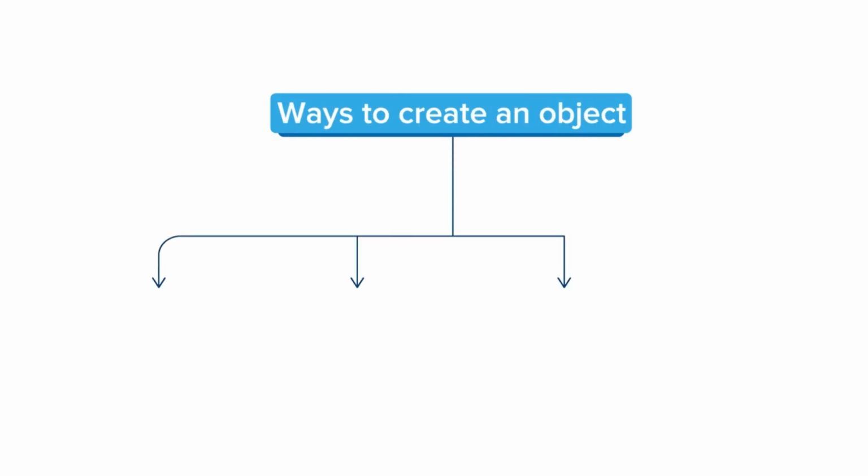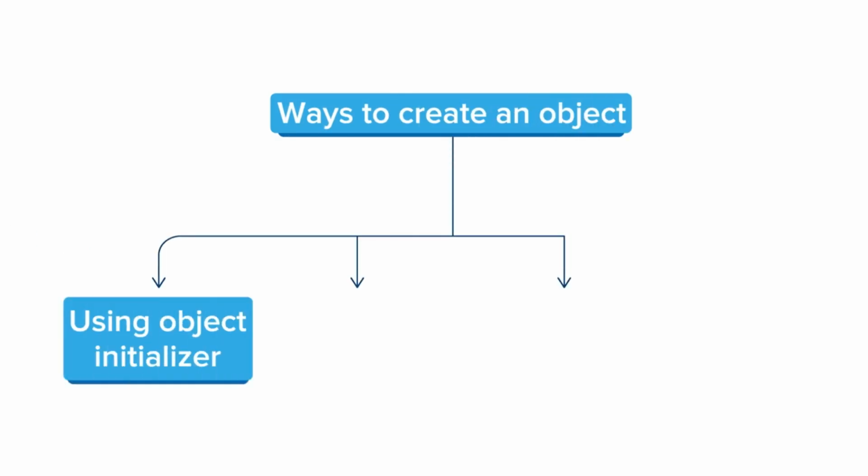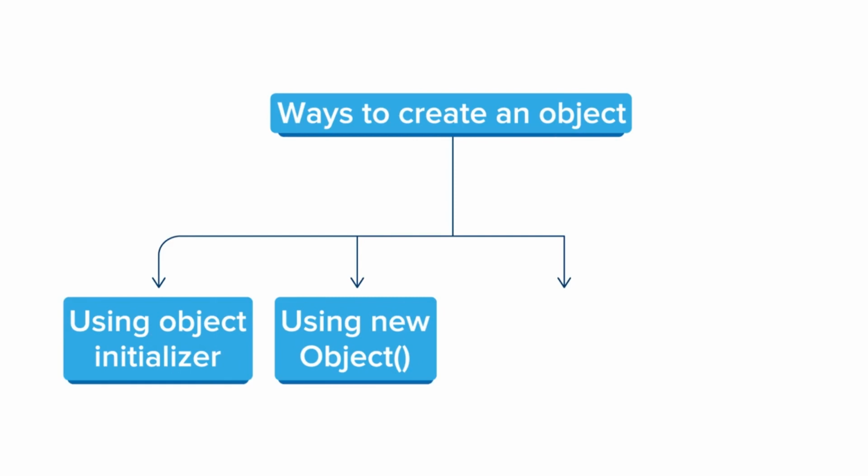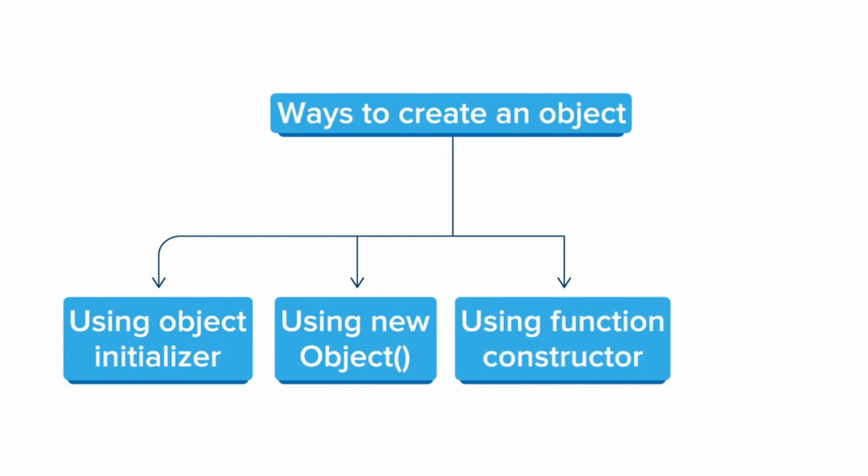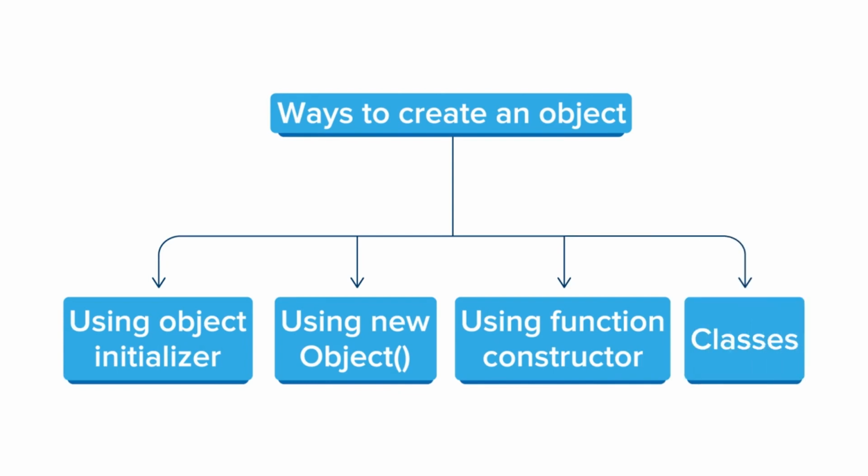After going through this video, you will be able to create an object using classes. So far, we have studied 3 different ways to create an object. The first way was using the object initializer. The second way was using the new object. And the third way was using the function constructor. In this video, we will look at the 4th way to create an object, and that is using classes.